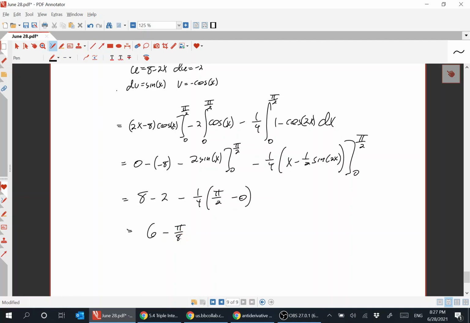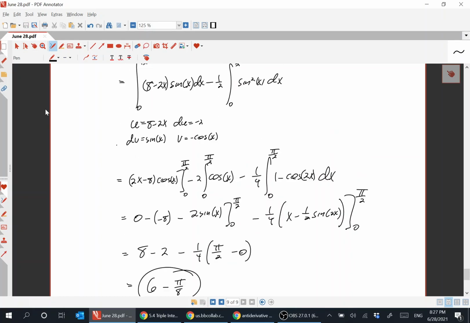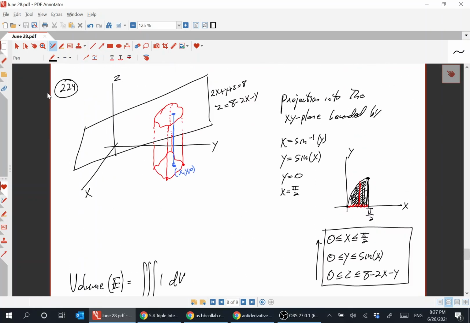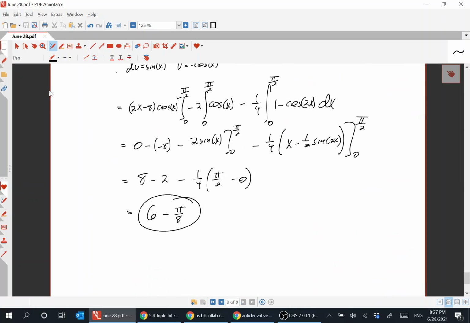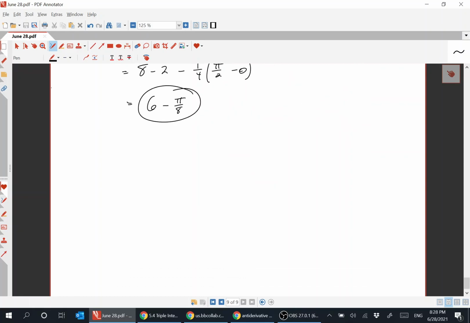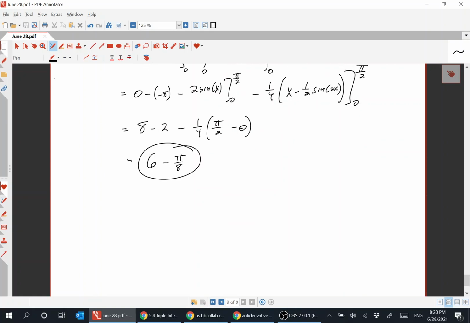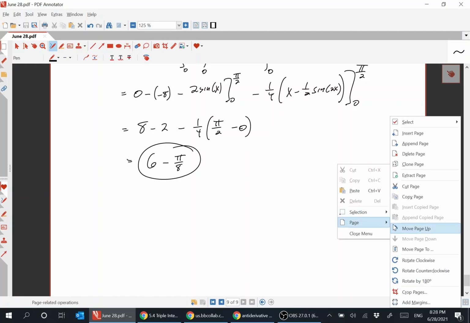I believe that's right. Let's see. Okay. So what number was that? That was 224. I believe that's the last one in this section. Yeah, 224. Okay. So now to section 5.5. So we'll get a jump on that.